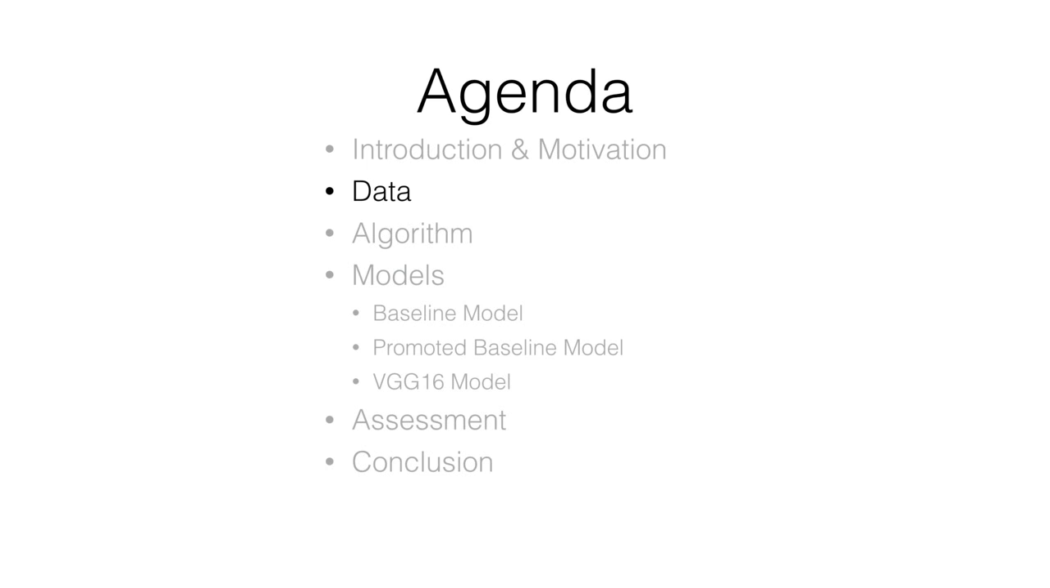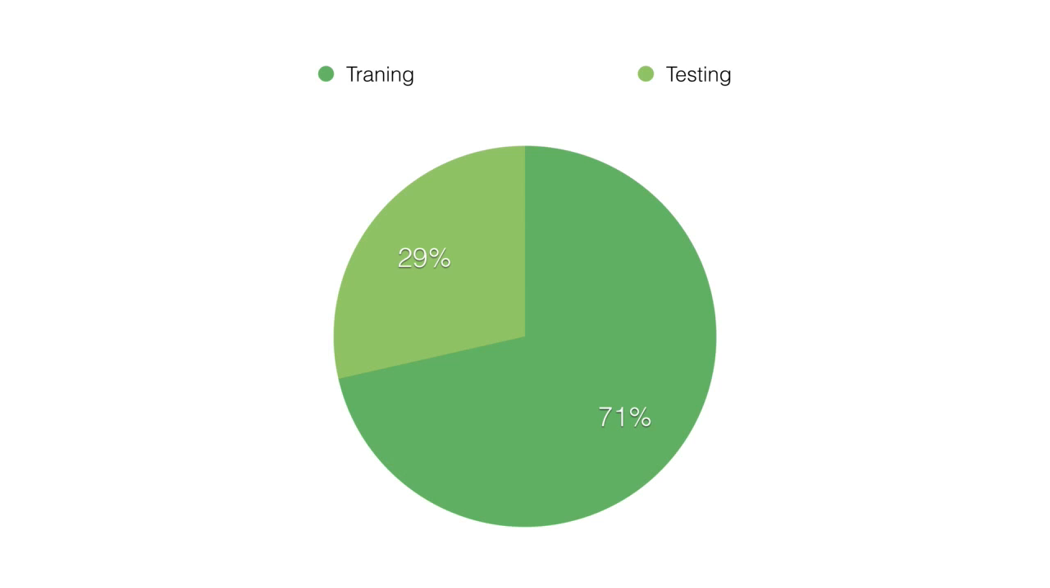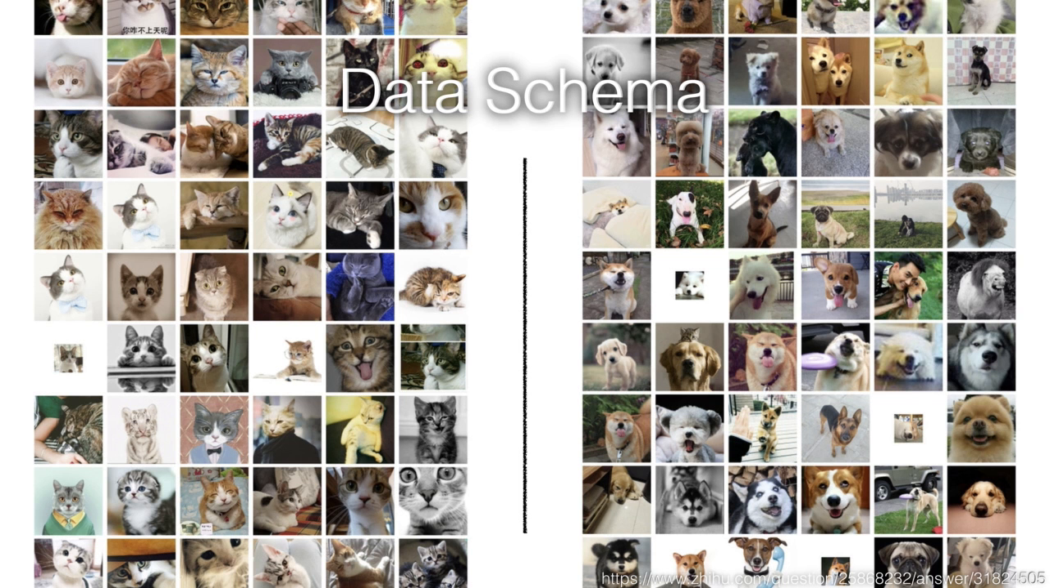Next, let's talk about the data. Our data is from the Kaggle dataset. We take a small portion of the Kaggle dataset due to limits of time and computational power. Our setup is to take 2,000 images for training and 800 images for testing. From the data schema, it contains cat and dog images from all angles and all kinds. Thus, the model we trained will be closer to real-world problems.